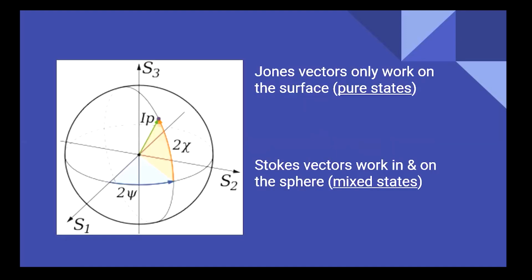For your Stokes and Jones vectors, they are technically similar, but your Jones vectors only apply if you're on the surface of the sphere, i.e. your degree of polarization is exactly 1. Whereas your Stokes vectors are more general, in the sense that they apply to anything within the sphere and on the surface of the sphere. Everyone okay? So if you give me a Jones vector, I can tell you what Stokes vector it corresponds to. But if I give you a random Stokes vector, you may or may not be able to get a Jones vector out of it. Everyone all right?